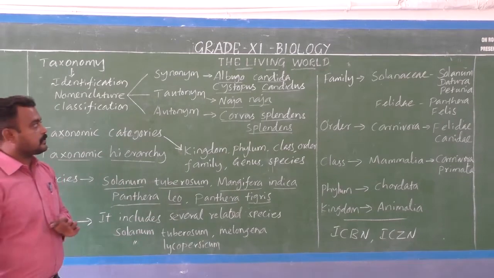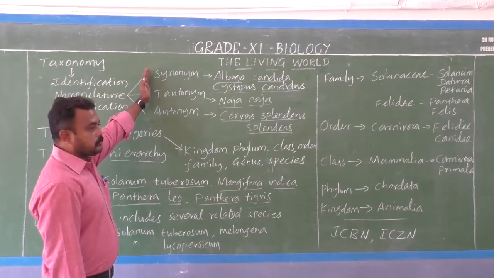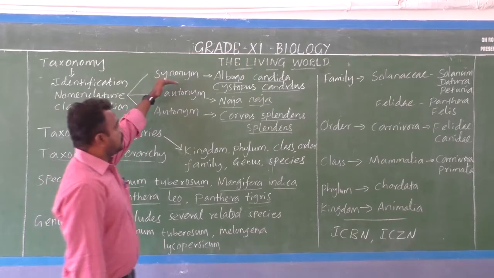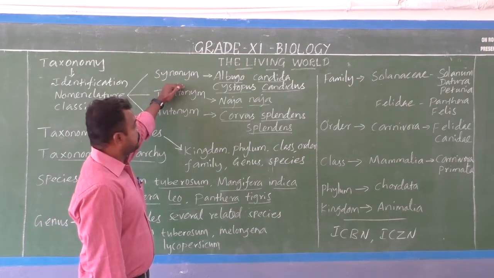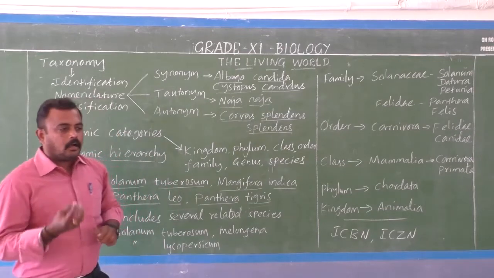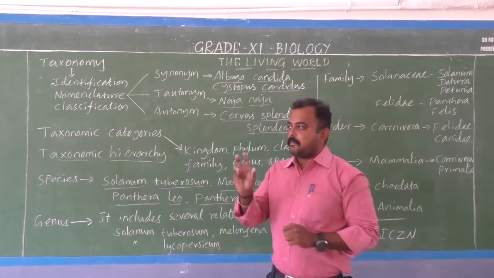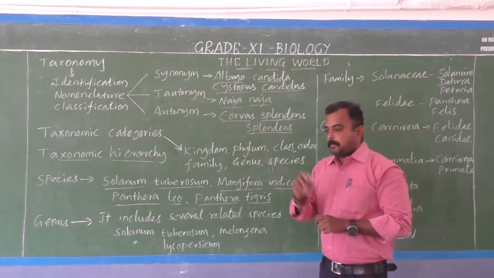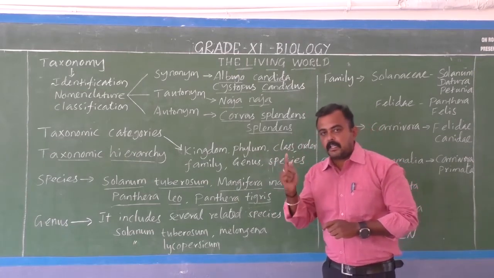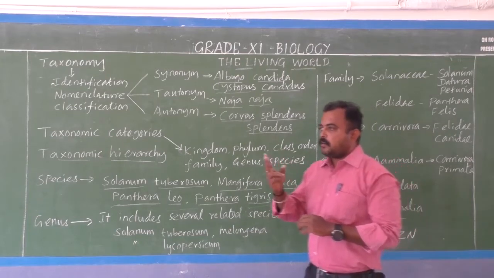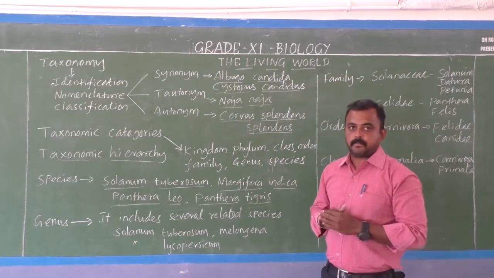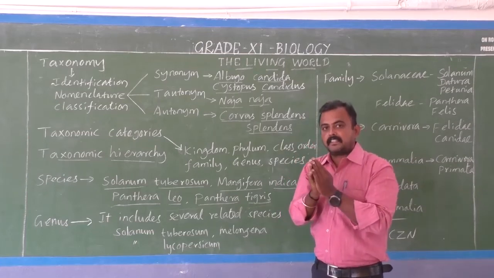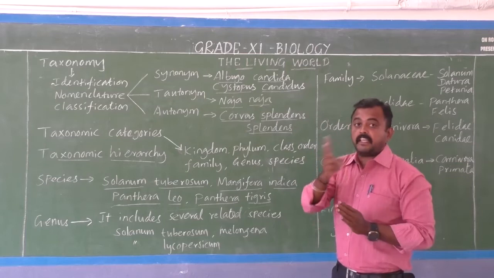Already I told. Here, if you take binomial nomenclature, synonym, tautonym I told. Synonym, you already know in English we have synonym words. So like that, a single organism having two scientific names, that is synonym. So synonym means a single organism has two scientific names.